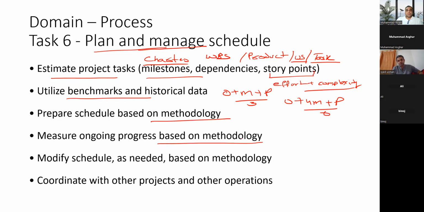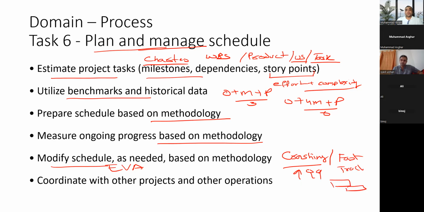You can keep changing the methodology. You can go with the hybrid also. You can modify the schedule, which means you will be performing earned value analysis. And then you might need to perform crashing or fast tracking. In crashing, we add resources, the cost will increase and risk will increase. In fast tracking, we do the activities in parallel, which means the risk will be increasing more than the cost.